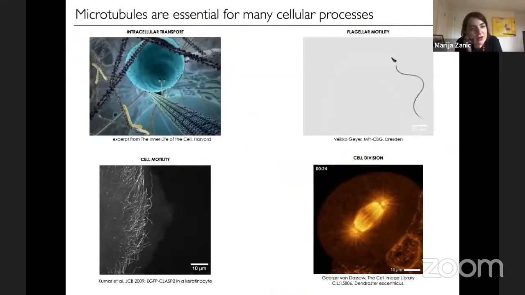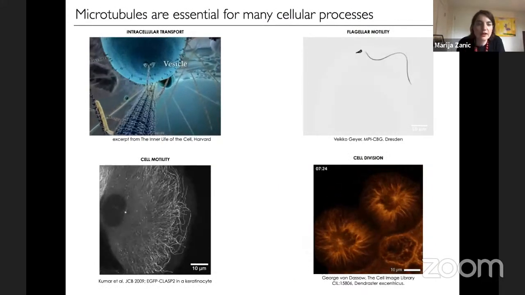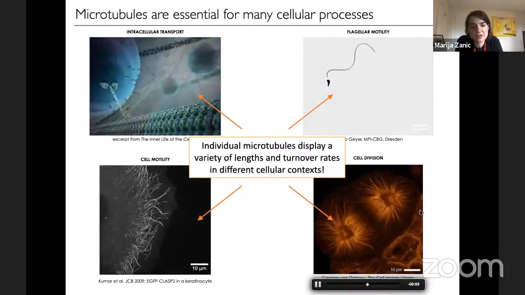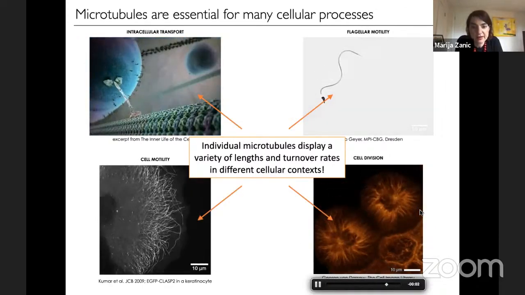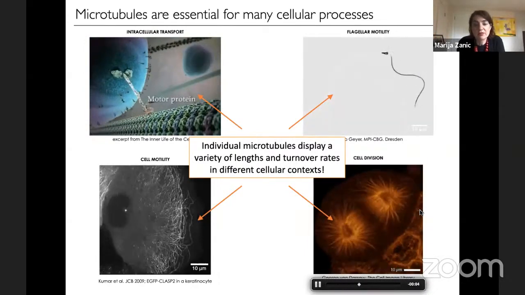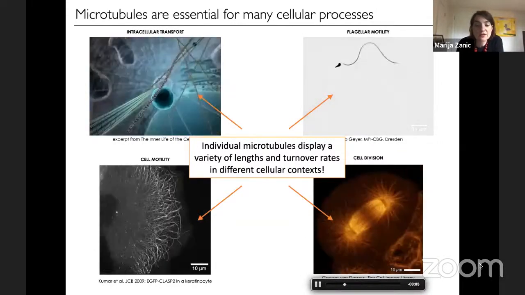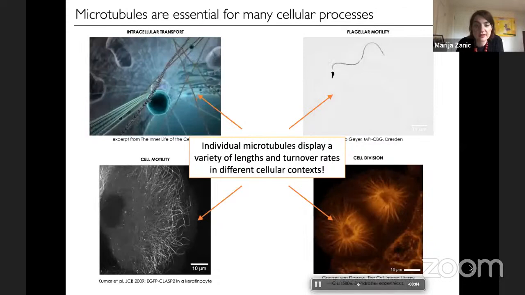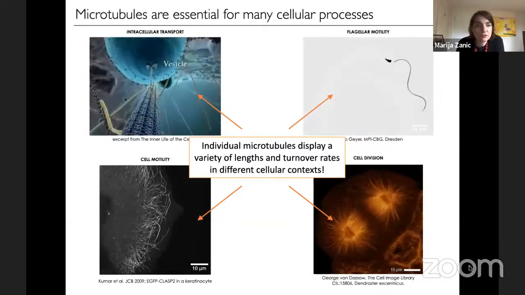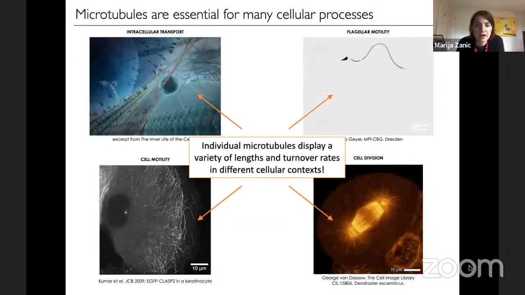If we look at all of these different cellular processes that microtubules are involved in, one thing that becomes clear is that individual microtubules display a variety of lengths and turnover rates in different cellular contexts. Even within a single cell, for example in a dividing cell, you will have subpopulations of microtubules that have different lengths and different turnover rates. So the control of microtubule size is essential for microtubule function in cells.